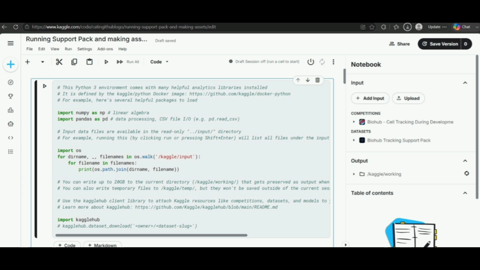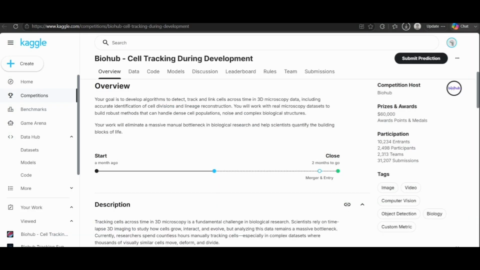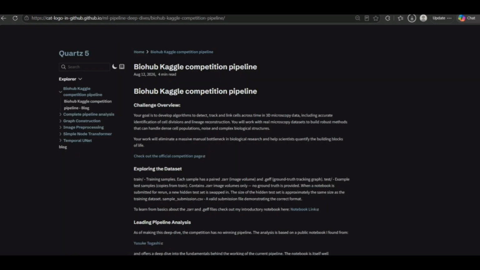Now, the entire repository that I was talking about, as I said, is part of the BioHub Cell Tracking During Development Challenge that is hosted by BioHub on Kaggle. It still has 2 months left, so if you want to participate or give your own pipelines, you still have time left.